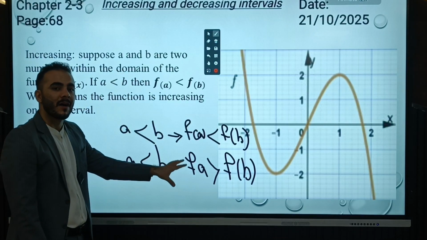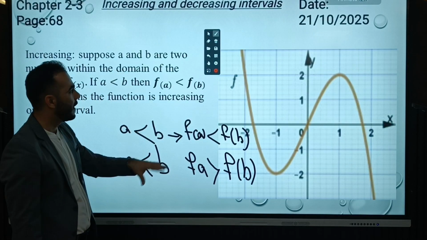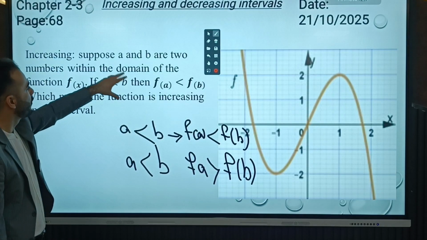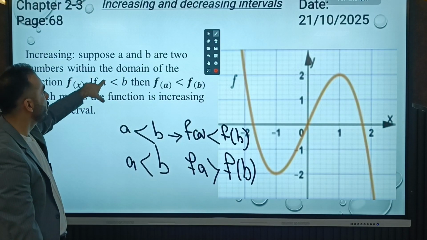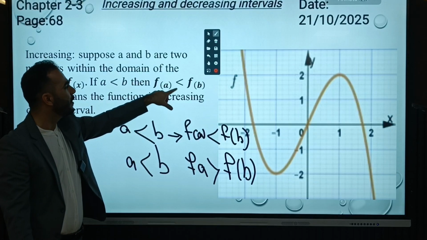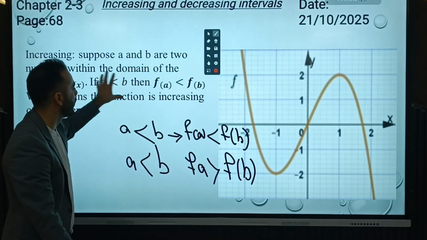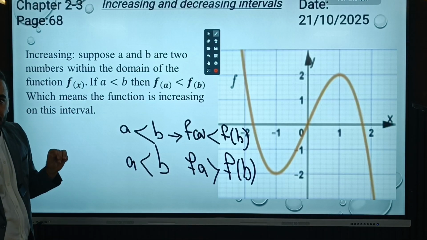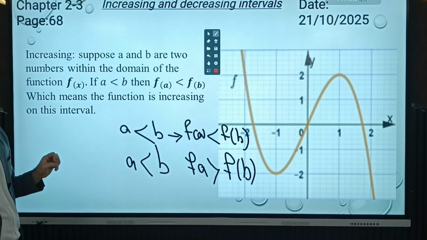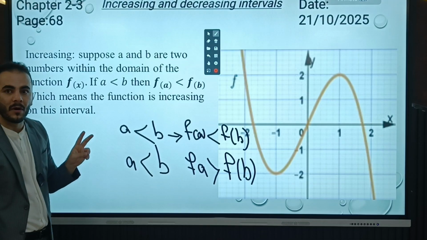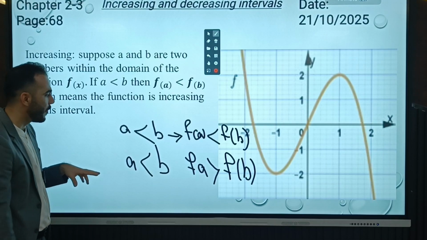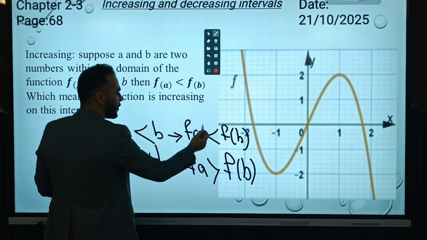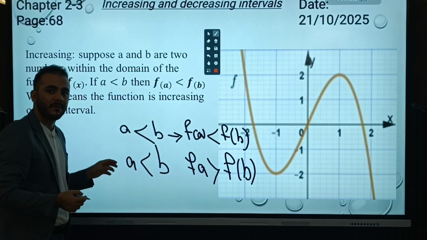So increasing: suppose a and b are two numbers within the domain of the function f of x. If a is less than b, then f of b is greater than f of a. Both of them go the same way, which means the function is increasing on that interval. If we have two points and one is bigger than the other, and f of that point is also bigger, for example here b is bigger than a and f of b is bigger than f of a, then we have an increasing function. Perfect.